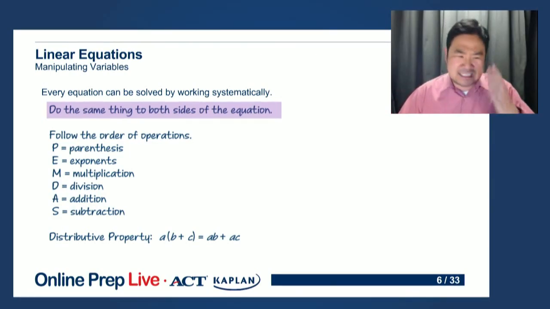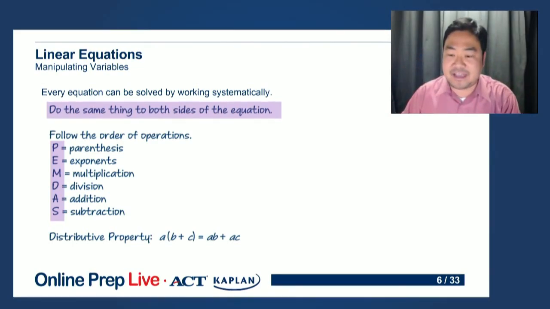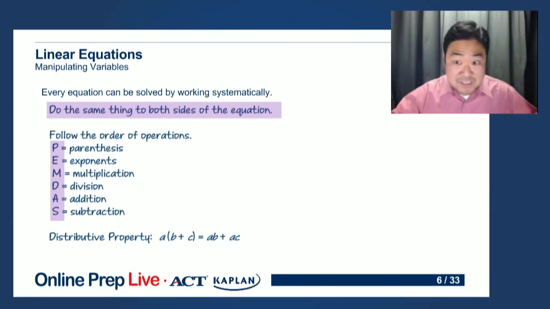Now the next thing, and tell me in the chat if you remember a certain mnemonic device or a way to remember what the order of operations refers to. The order of operations is which step you do first to simplify the calculations. But a lot of you might remember a certain mnemonic device to help you keep track.